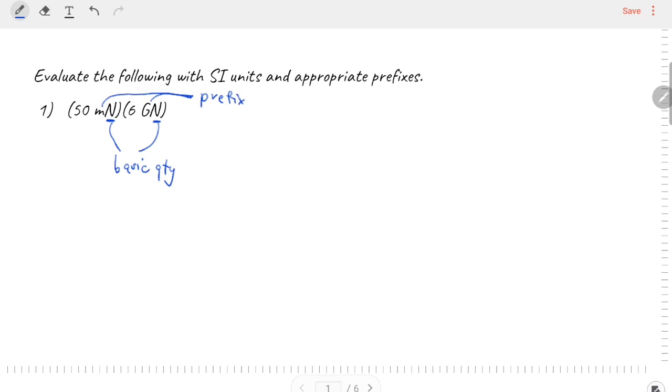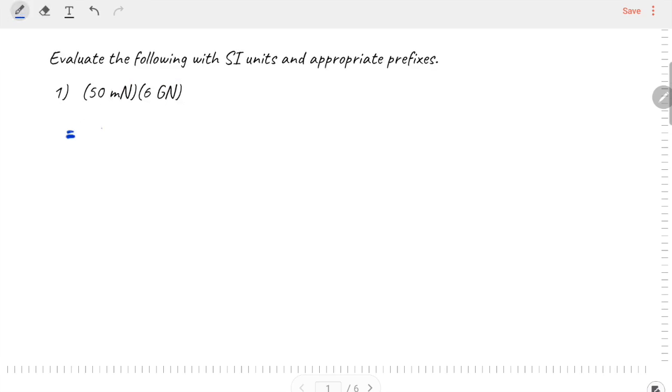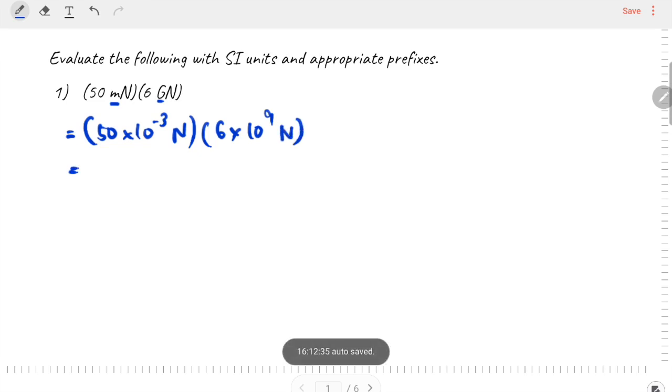In order to solve this, let's convert all the prefix into its numerical or exponential form. Carry over the 50 magnitude down here, and then we know the exponential value for milli is 10 to the power of negative 3. So you put it there and we remain the basic quantity of Newton as it is, and then the 6 will remain as it is, and G, capital G, is actually a prefix for giga, and the exponential value for giga is 10 to the power of 9. So we just rewrite that 10 to the power of 9 multiplied with the N value. So we don't have to change the N value.